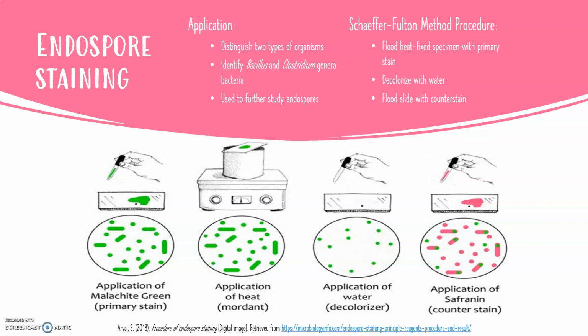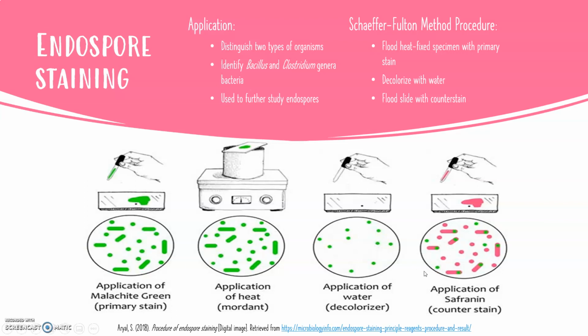To conduct this stain, the primary stain, malachite green, is flooded onto the slide, covering the heat-fixed specimen. In this procedure, heat is going to be the mordant. So whenever it's placed on a screen wire over boiling water, the steam rising will actually help drive the primary stain into the endospores, staining them green from the malachite green. The cells will then be decolorized by water and restained by the counterstain safranin.